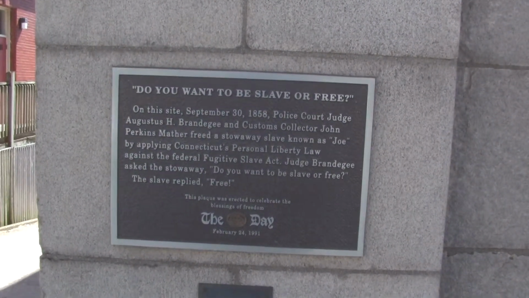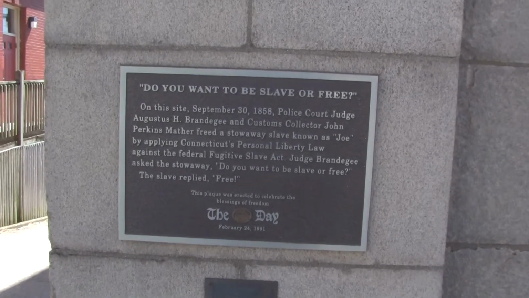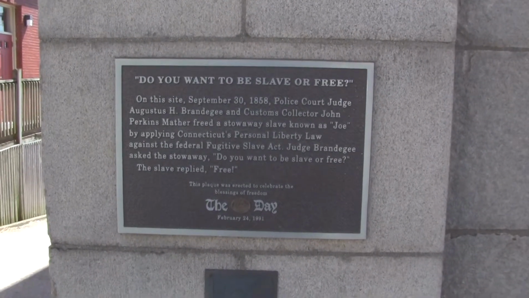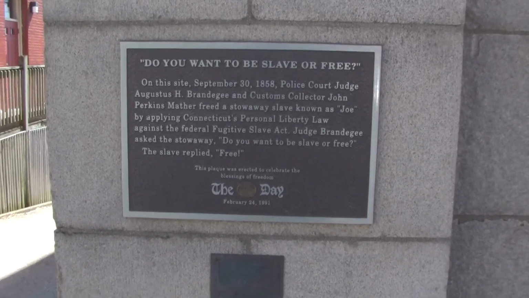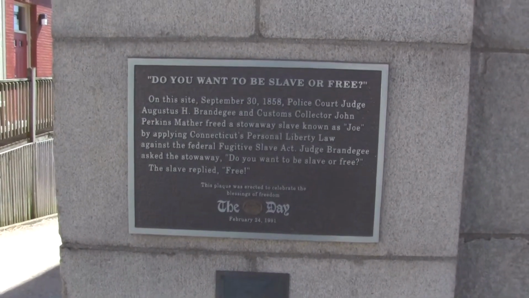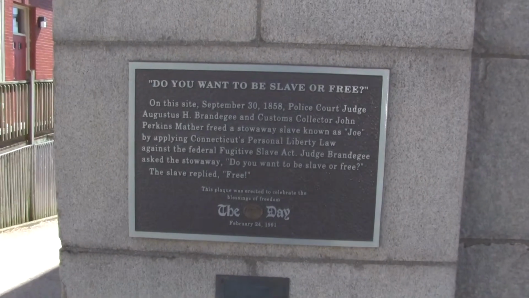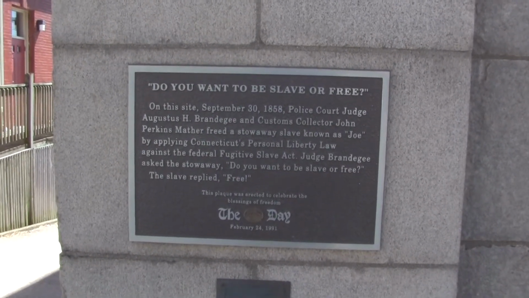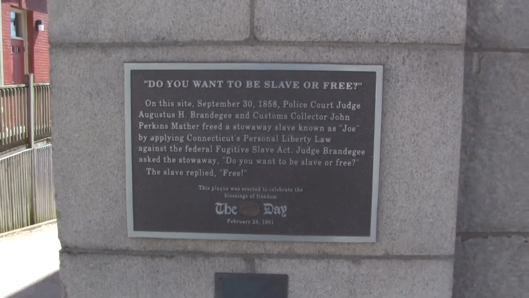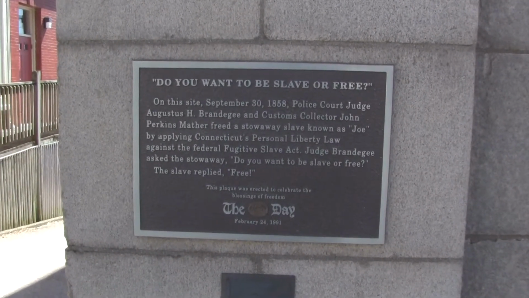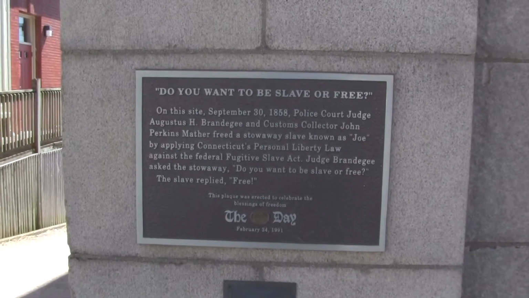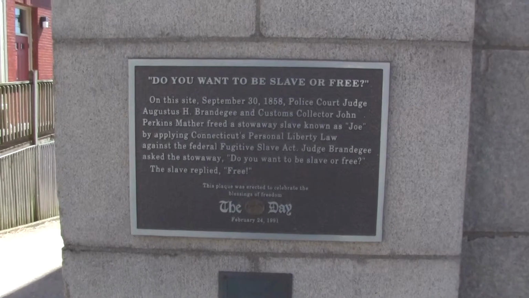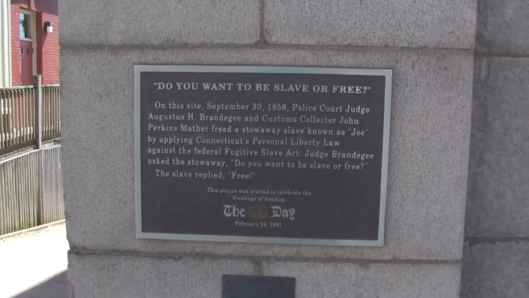The slave replied, "Free." Now, Connecticut didn't actually abolish slavery until 1848, although it had a relatively small slave population. And when the Fugitive Slave Act was passed, many states that were free states nullified it. Wisconsin, as an example, and here's an example of Connecticut saying, "Hey, we're not going to obey this federal law. It's unconstitutional."